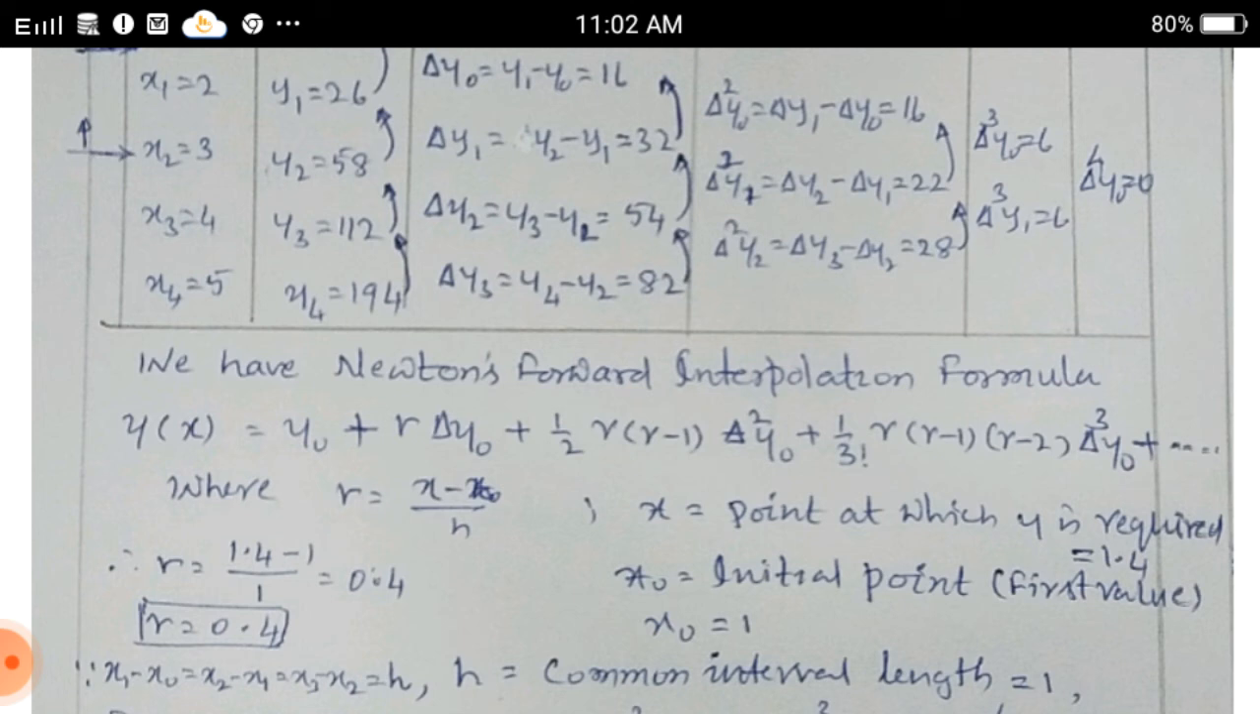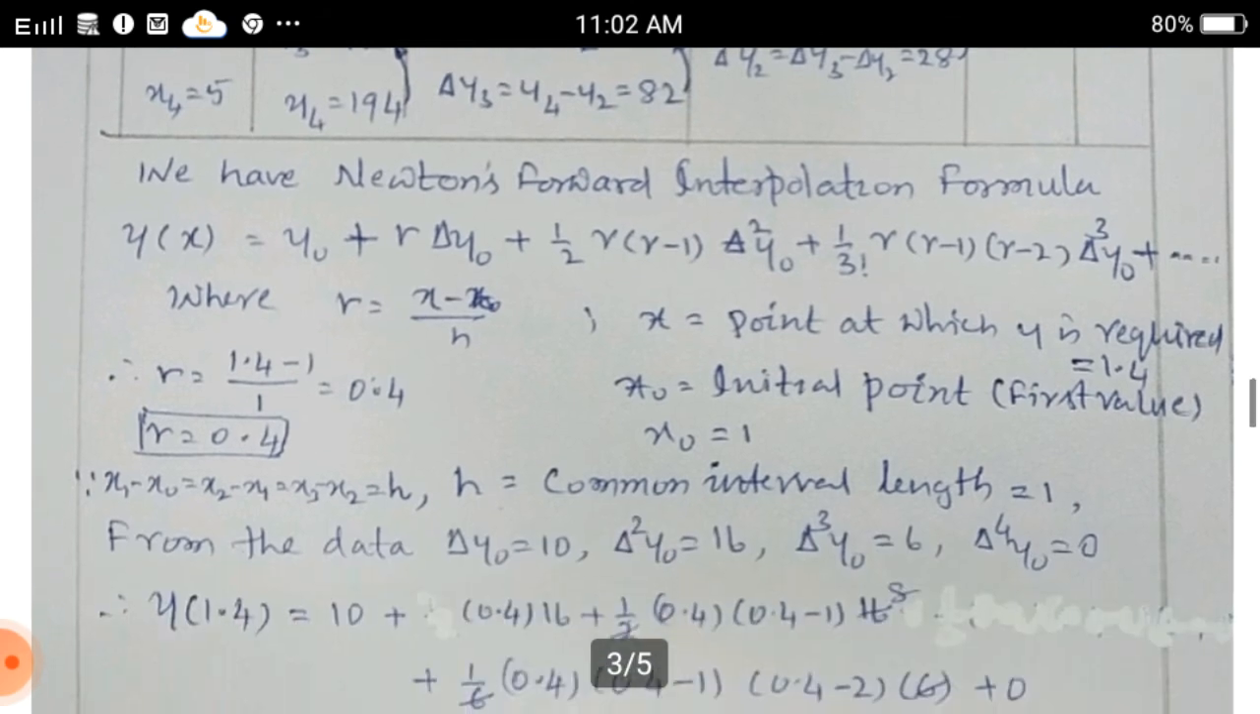Okay, substitute all these values in Newton's forward interpolation formula. You calculate r. So r is equal to 0.4 we get, that is 1.4 minus 1 divided by 1 is equal to 0.4. You substitute the value of r, y0 and x and the forward differences. So from the data, delta y0 is equal to 10, delta square y0 is equal to 16, delta cube y0 is equal to 6, and delta to the power of 4 y0 is equal to 0 in Newton's forward difference formula.